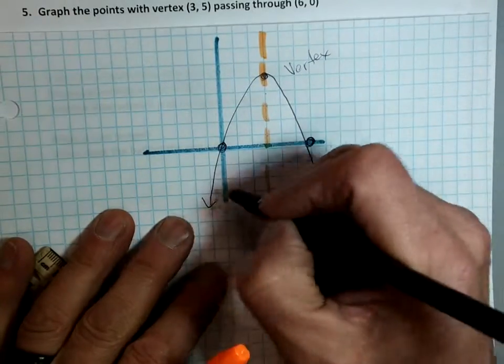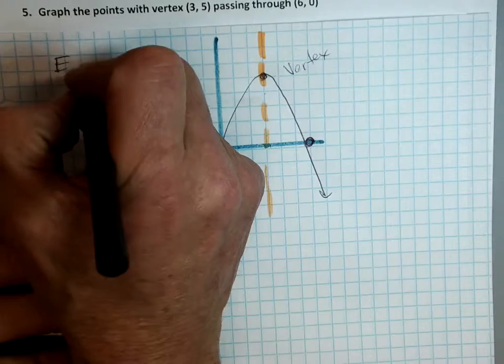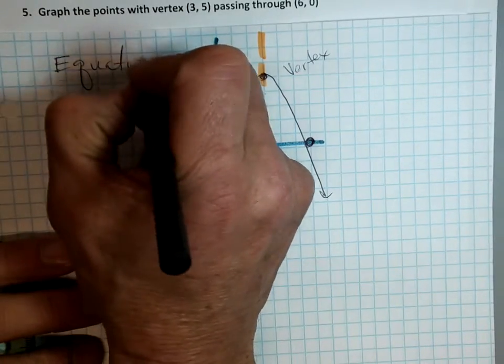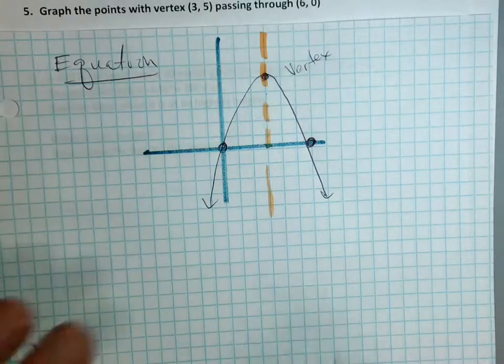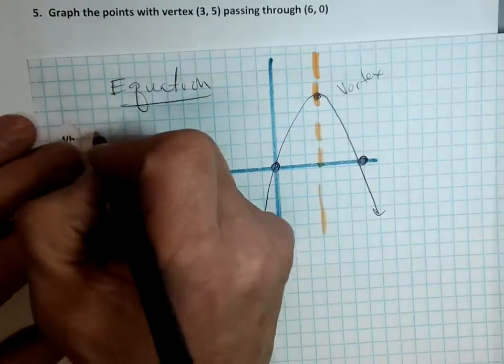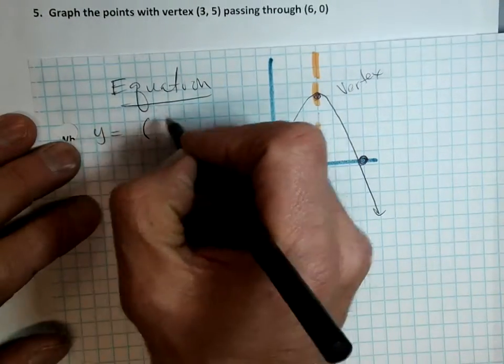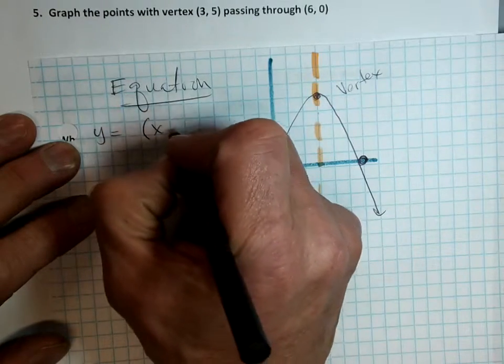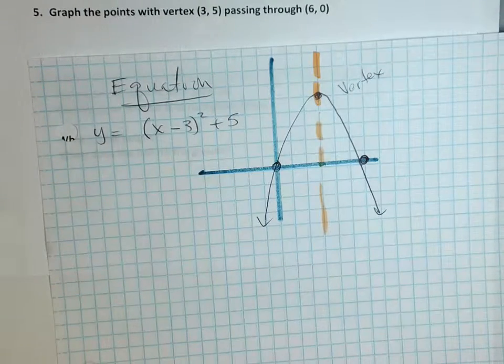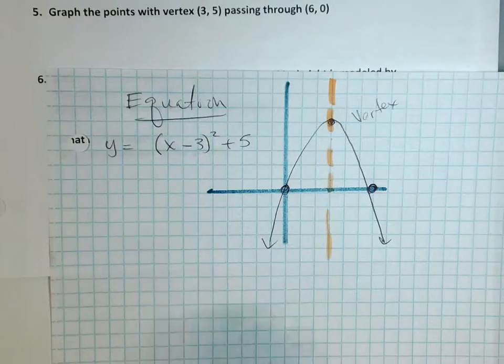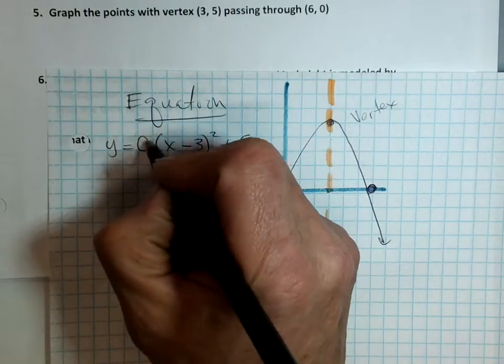Now I want the equation of this. Okay, I want this equation. Let's see what I can do. So I know for sure it's going to look like y equals x minus 3 squared plus 5, right? I know that. But there's more. I need more. Because there's some number here.